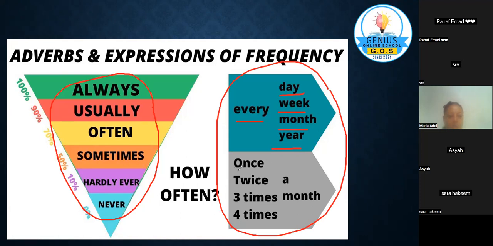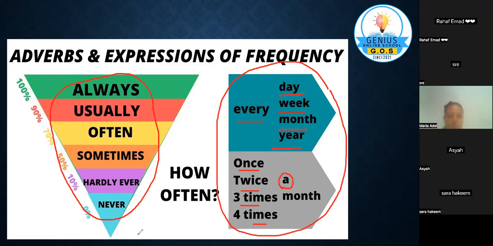And here is another expression where I am more specific. Once means one time. Twice means two times. Three times, four times, and so on. Five times, six times.